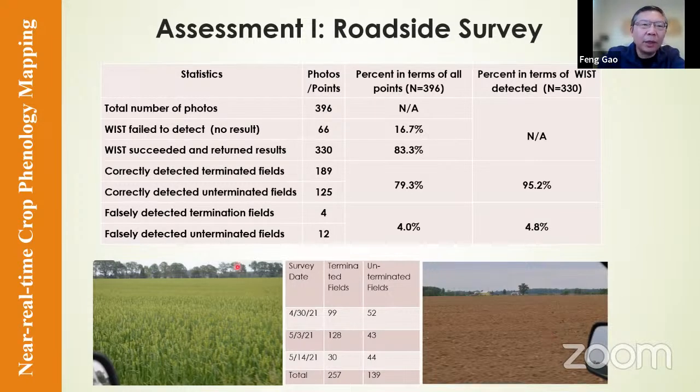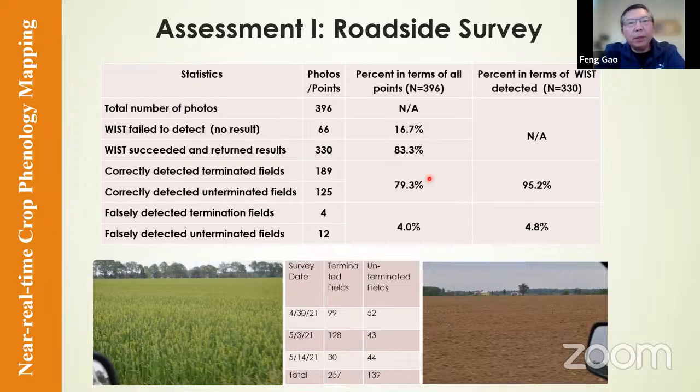We drove 3 days and compared the results, running them through the agronomist. We have almost 400 point photos, and we can detect 330, about 80%. Some cannot be detected, probably because of the weak signal or the lack of clear observation. Among those detected, 95% are correctly identified as terminated or not terminated. But compared to the total number of photos, we can detect 79%, because there are some fields we cannot detect with the agronomist.